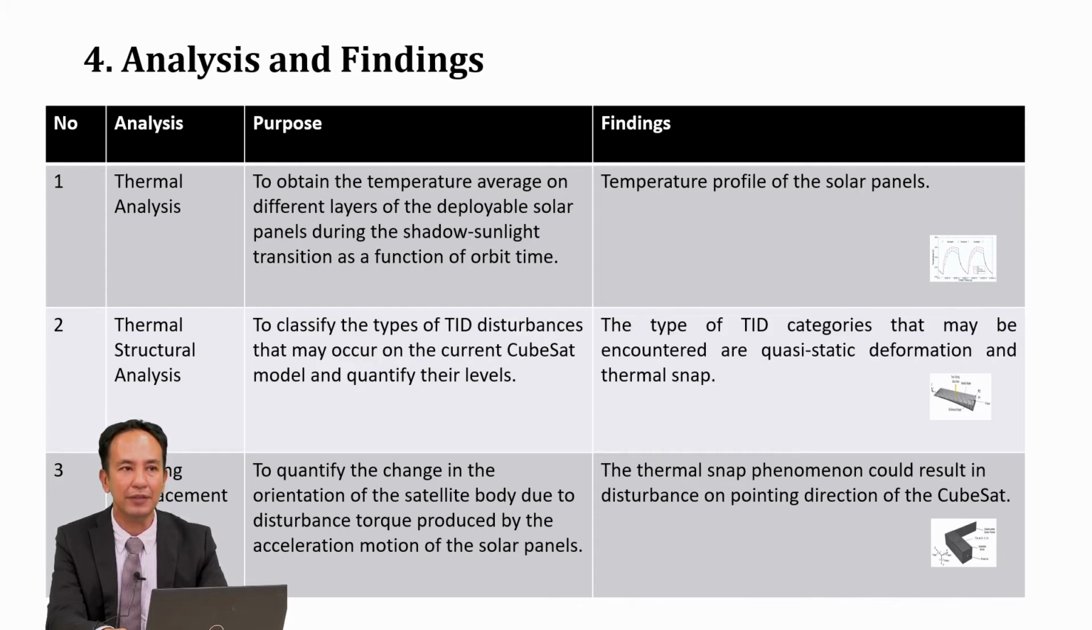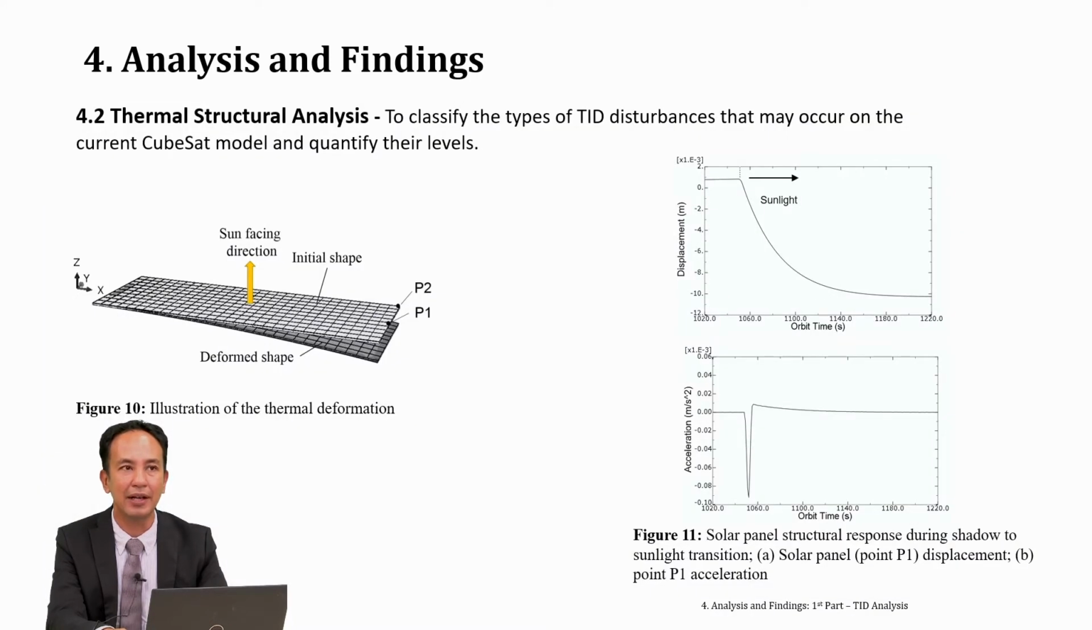On the finding of this analysis, as expected, due to the change of heat absorbed along the orbit trajectory, the temperature of the solar panel varies accordingly. In the shadow region, the entire solar panel structure is almost at the same temperature, and then changes occur when they enter the sunlight, as their temperature will increase differently depending on the position of layers and material properties.